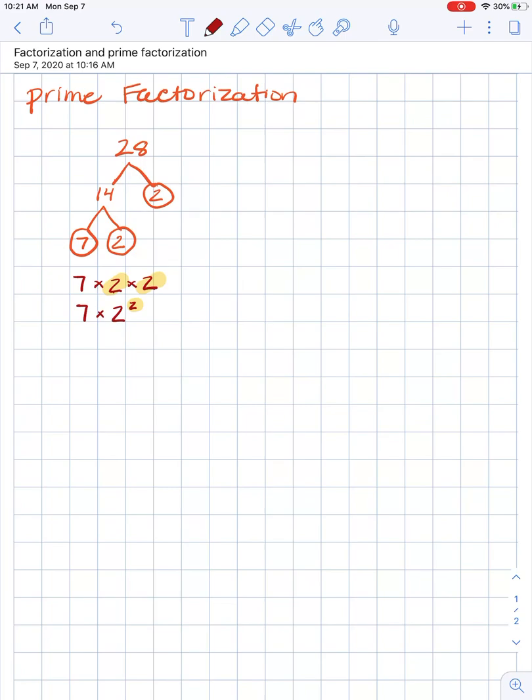But what if we had wanted to write it differently? What if we had wanted to say, hey, I know that 7 times 4 is 28. Is my answer going to be different? Well, let's see. 7 is prime, so we circle it. We're done with that branch. 4 is not prime, so it's going to get some more branches. 2 times 2 equals 4, right? Well, 2 is prime, and check it out. 7 times 2 times 2. Or, like we just said, 7 times 2 squared, because there are two 2's. No matter how you slice it, that prime factorization is always going to be the same.